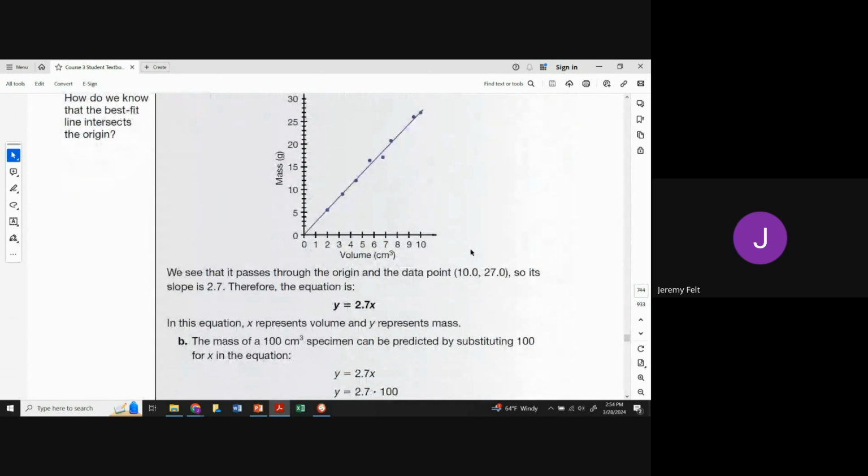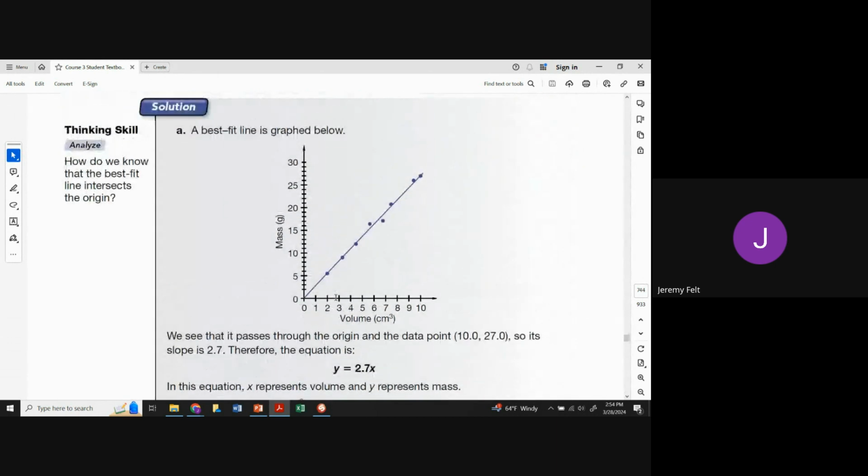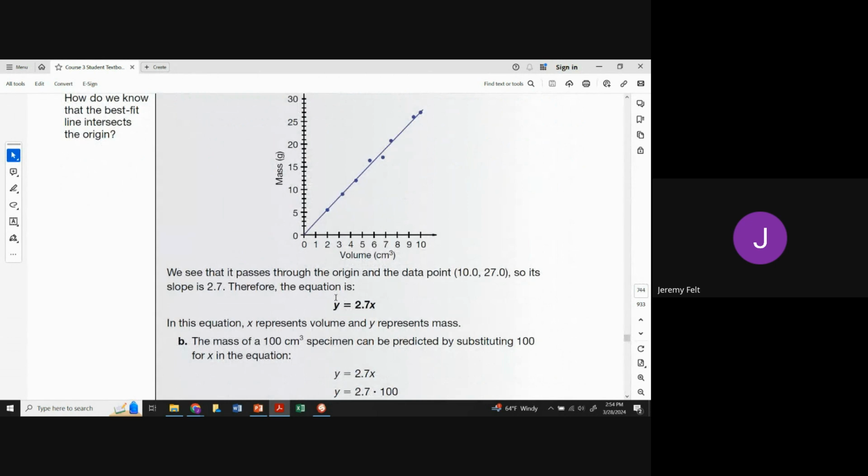So in predicting our line of best fit, again, we go through the origin, so the y-intercept is the origin. And we go through a point here, here, barely touching this one, and then this one down here. It passes through the origin and (10, 27), so the slope, rise over run, 27 divided by 10, would be 2.7.